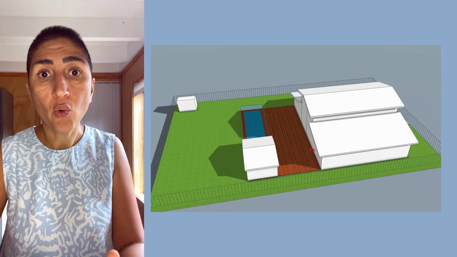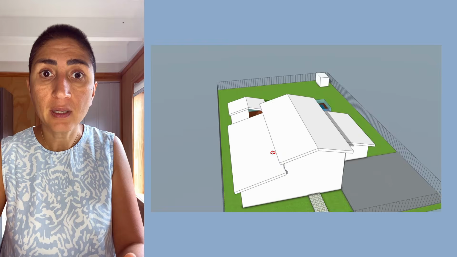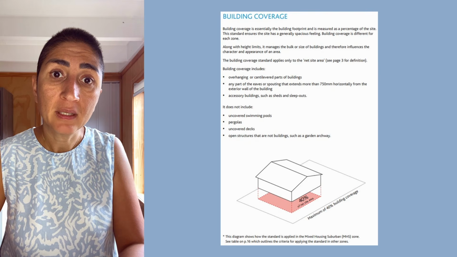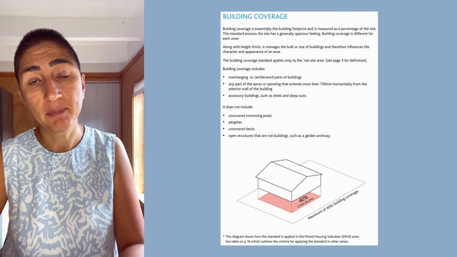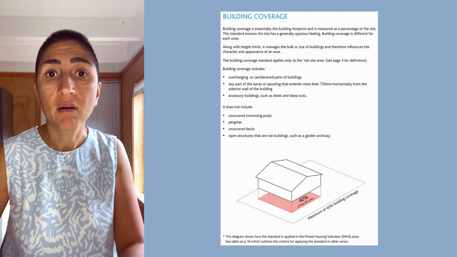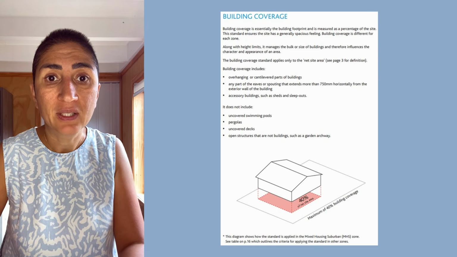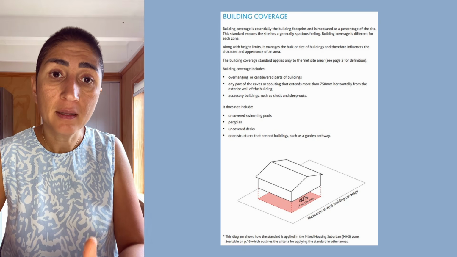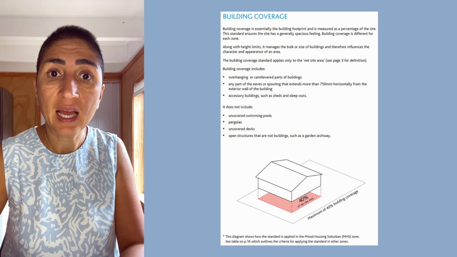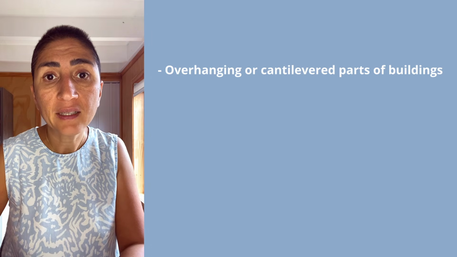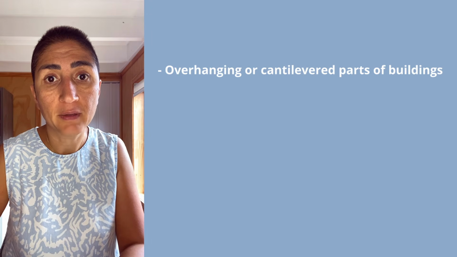Once you draw up all the important structures and landscaped areas, it's time to calculate some important numbers. First one is calculating the building coverage. Building coverage is the portions of your site that are buildings or roof structures such as veranda. Based on the Unitary Plan, these are the things that you need to calculate if you want to calculate your building coverage: overhanging or cantilevered parts of the building.